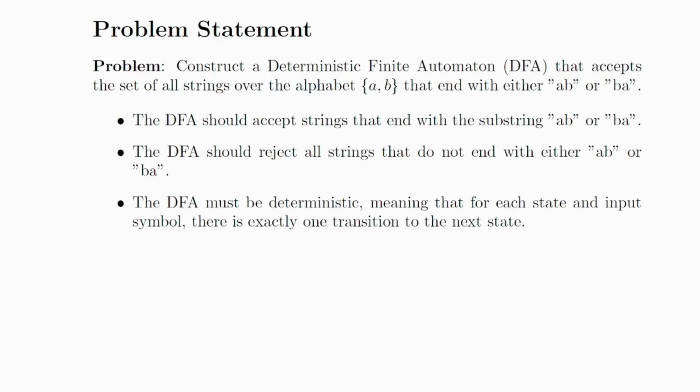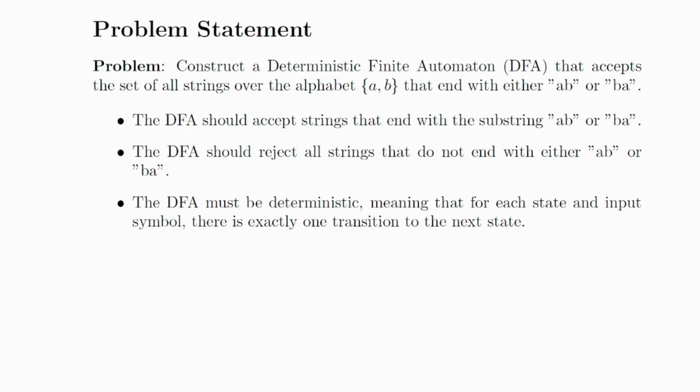Hello everyone. In this video, let us try to construct a deterministic finite automaton that accepts a set of strings over alphabet a, b that ends with either ab or ba. The DFA should accept strings that end with a substring ab or ba. The DFA should reject all strings that do not end with ab or ba.